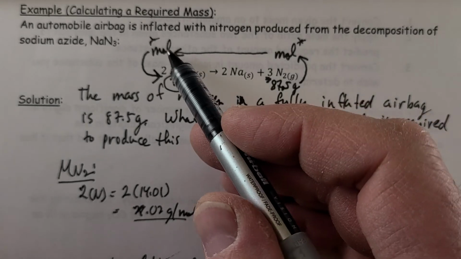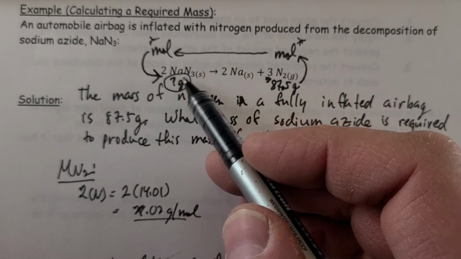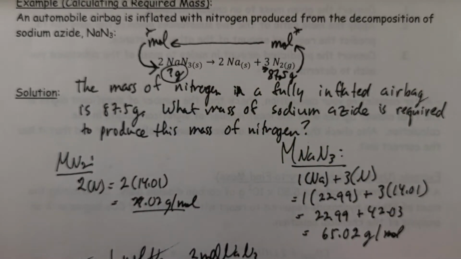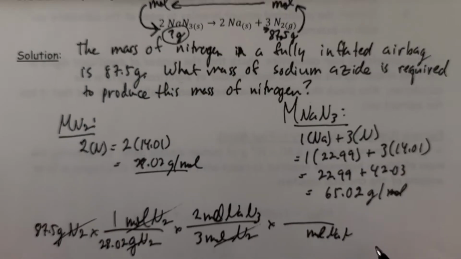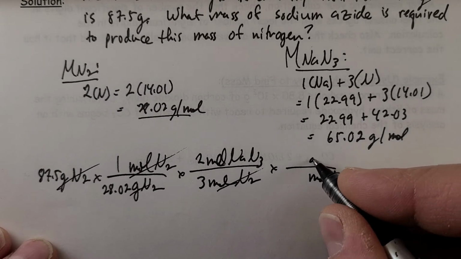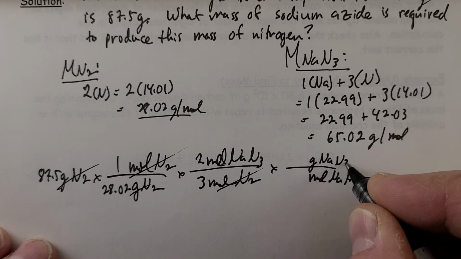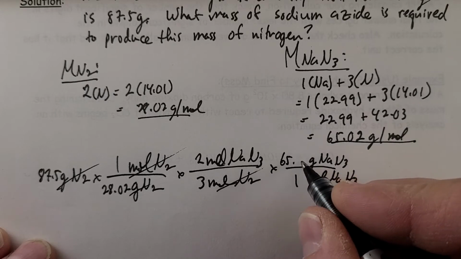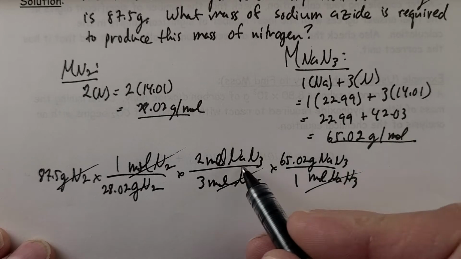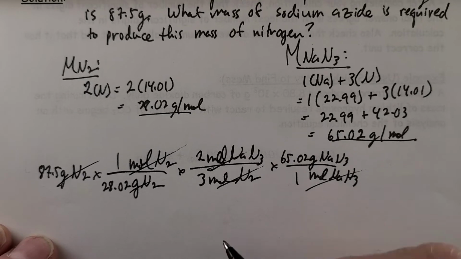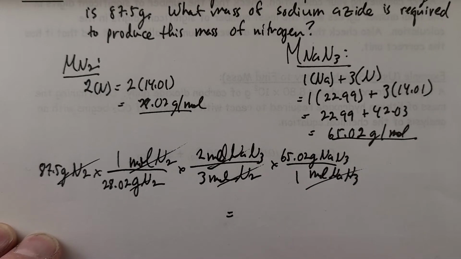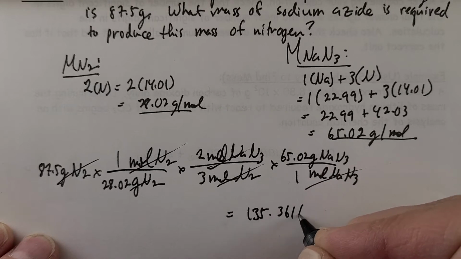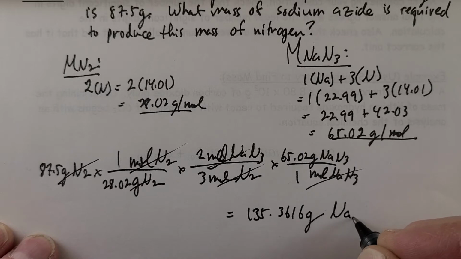So the last step, going from moles to grams of sodium azide. So moles on the bottom, grams on top. Moles of sodium azide to grams of sodium azide. And of course, that amount is this. 1 mole is 65.02, and of course that cancels with that. So we're in good shape. Multiply all the numerators, divide by the denominators. I think you get 135.3616 grams of sodium azide.